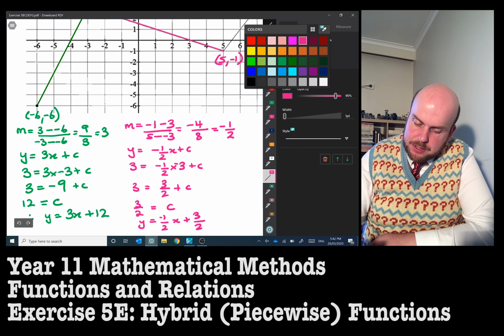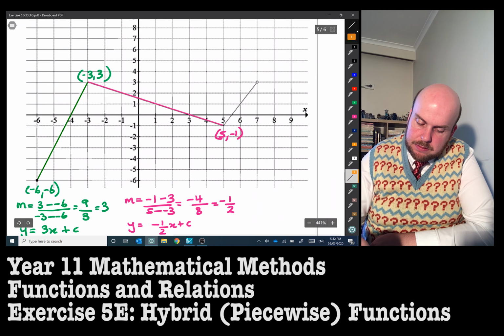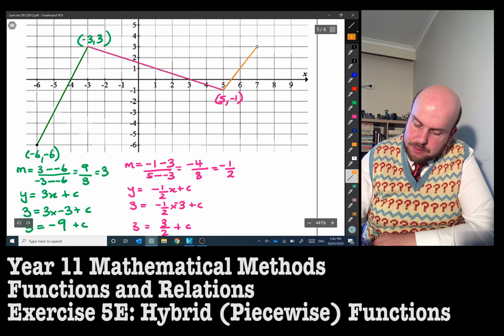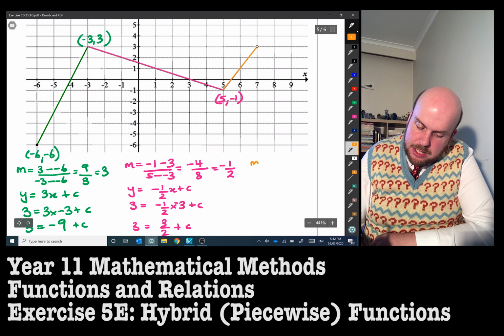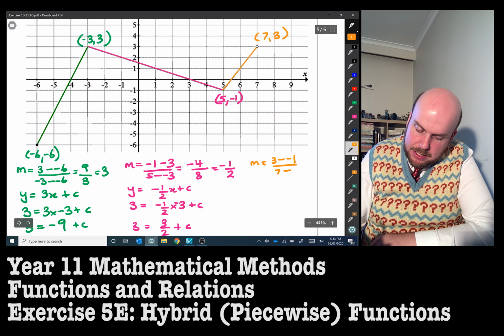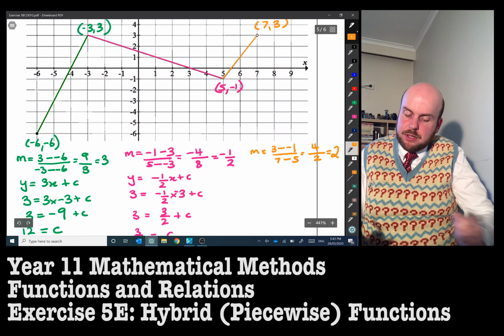For the last component, I'll get my orange line. From here to here, we can see the end is not including, so that is helpful knowledge for us to know. Gradient, that is 7, 3. So 3 take away -1 over 7 take away 5. So that's 4 take away 2, which is equal to 2. That one's definitely equal to 2.